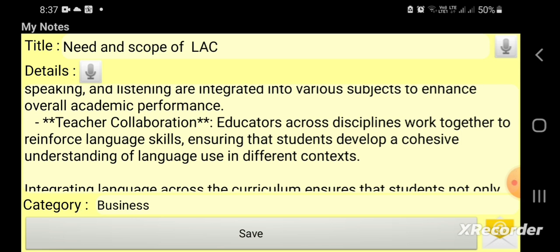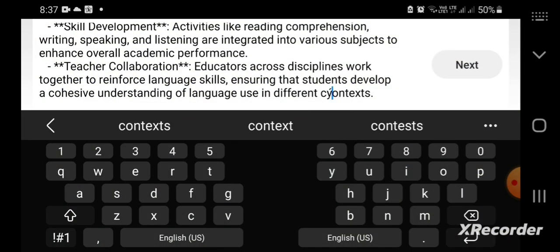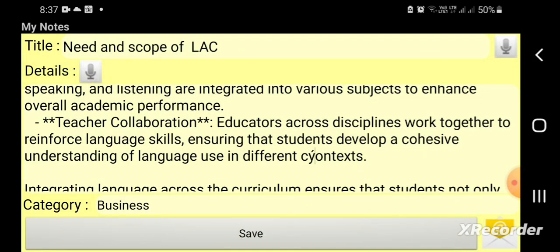Next, teacher collaboration. Educators across disciplines work together to reinforce language skills, ensuring that students develop a cohesive understanding of language use in different contexts.